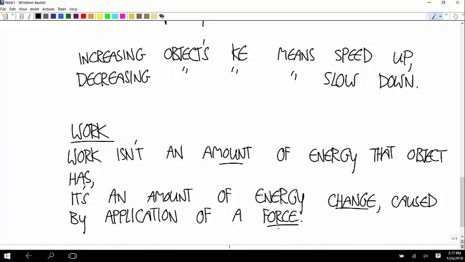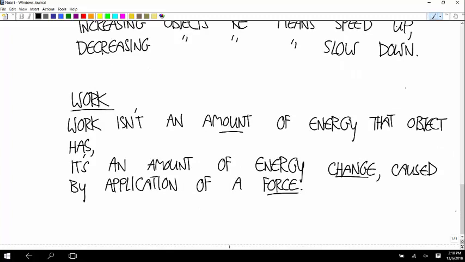So it makes sense that the work done by a force on an object is going to be positive. It's going to increase the object's energy if the force and the velocity are in the same direction. And it's going to be negative. It's going to decrease the object's energy if they're in opposite directions. Okay. So now let's go to the mathematical calculation and you'll see how that works.